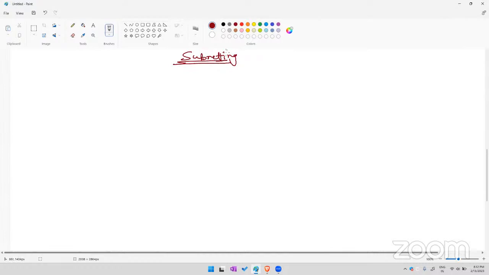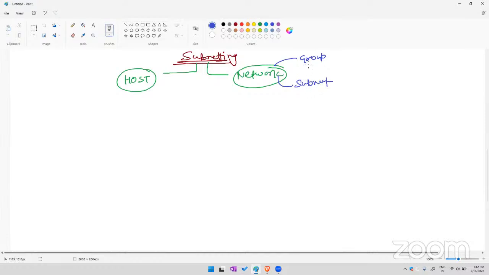Subnetting will be performed in 2 methods. First is by host concept, and second is by network. Sometimes the network name is group, sometimes the network name is subnet. So no need for any confusion. We start from host concept, then we learn network. First we discuss host concept with class C, then class B, then class A. Same concept with network: class C, then class B, then class A.